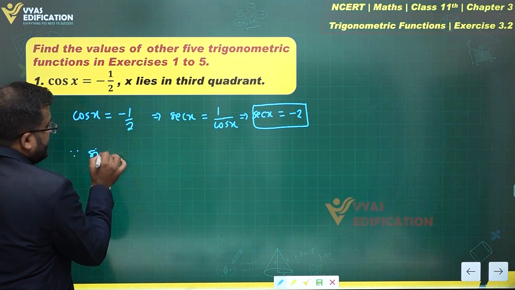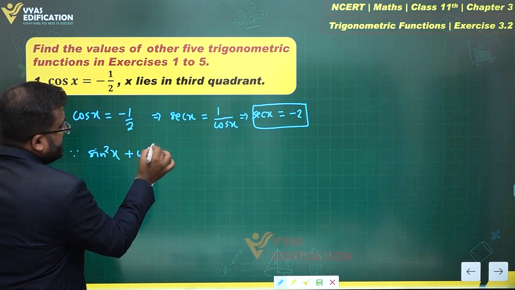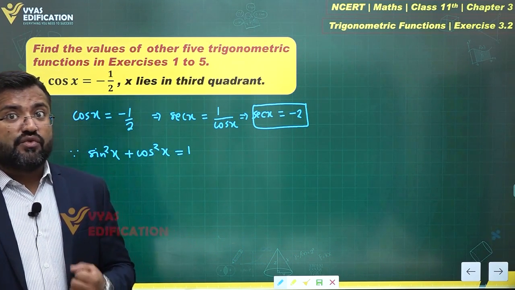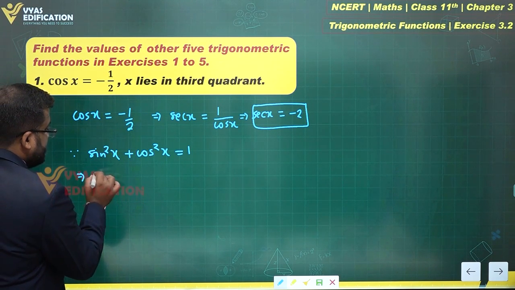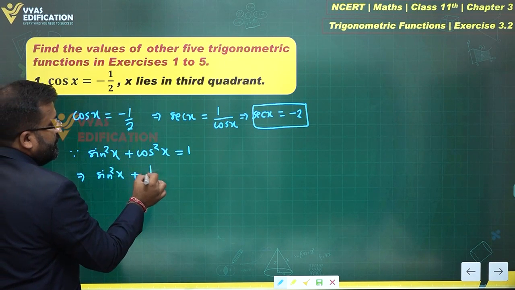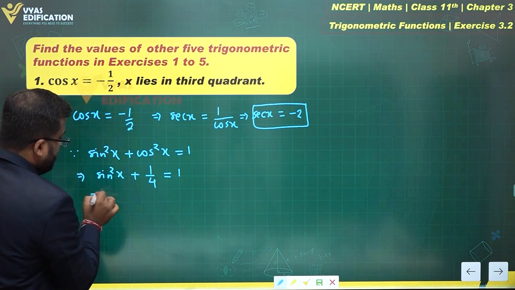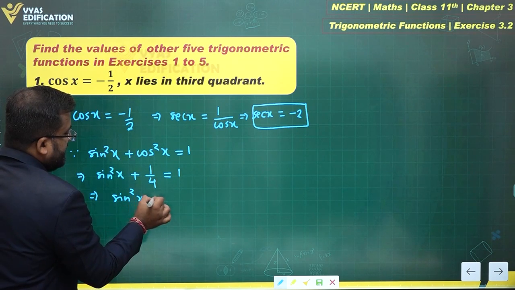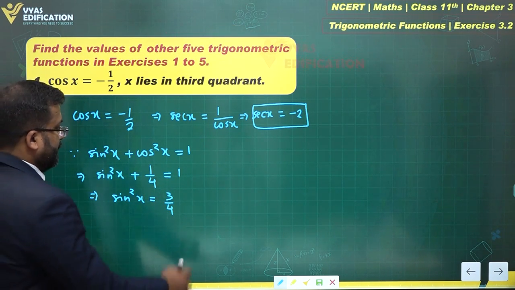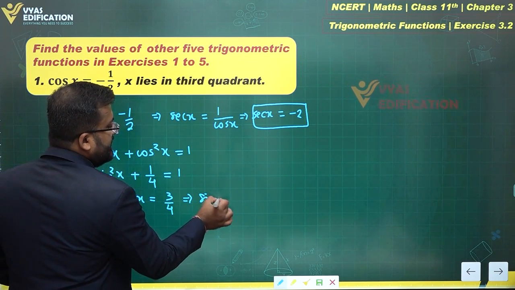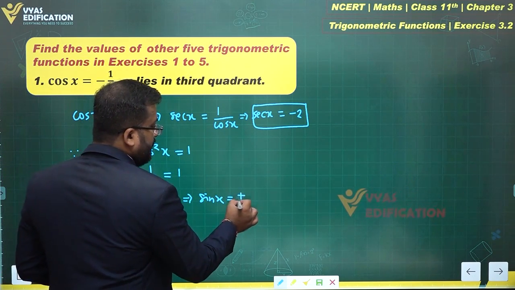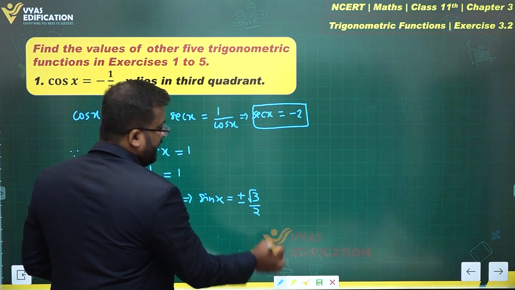Since sin square x plus cos square x equals 1, we can easily get the value of sin square x. So sin square x plus cos square x, with cos x being minus 1 by 2, the square would be 1 by 4, equals 1, which gives me sin square x equal to 1 minus 1 by 4, which is 3 by 4. Therefore this will further imply that sin x equals, taking the square root, plus or minus square root of 3 by 2.